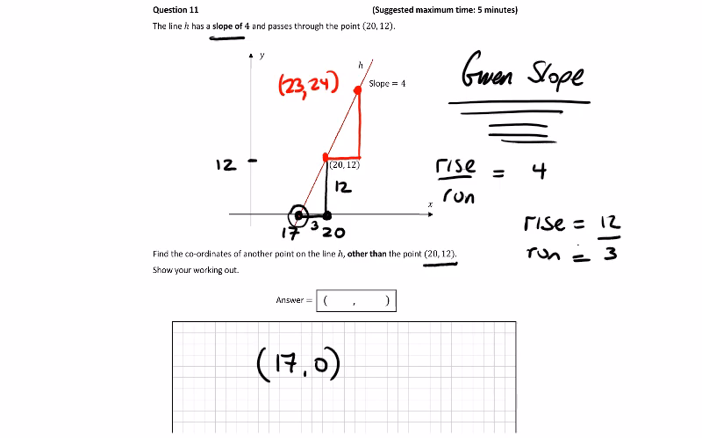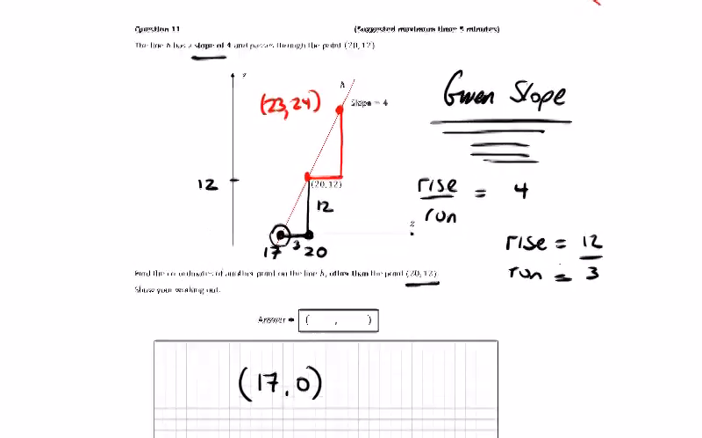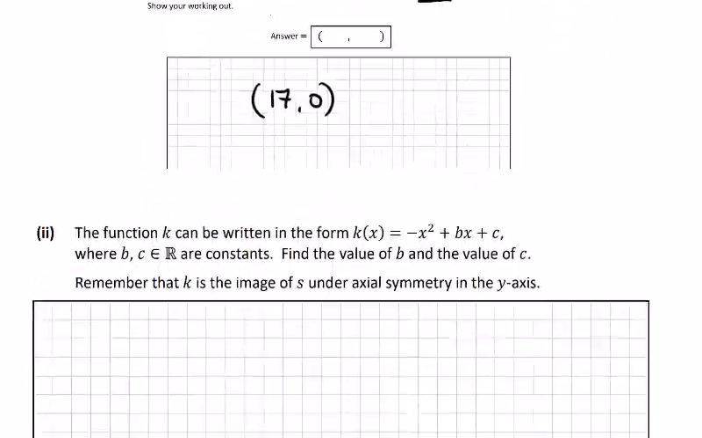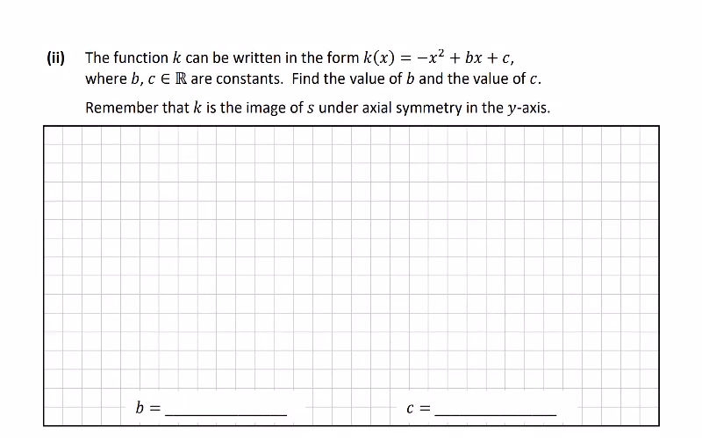And obviously there's an infinite amount of answers. You can keep going and get more if you want. But if you have great knowledge of slopes, this is a question where you're just going to get it straight away. So the function k can be written in this form.